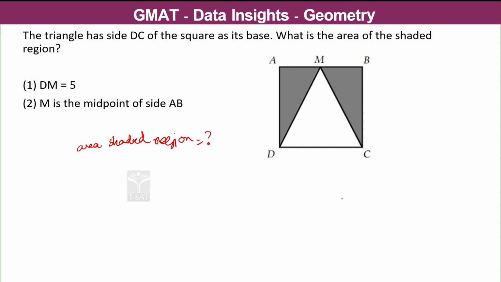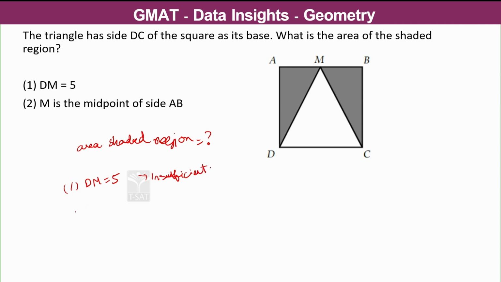So, for that you need to know the area of the square and then subtract the area of the triangle from it. So, let us see what statement 1 is telling us. Statement 1 is saying that DM is equal to 5, but it is not commenting on what the other sides of the triangle are. So, we cannot calculate the area of the triangle, nor can we calculate the area of the square from here. Therefore, this is insufficient information to answer the question.